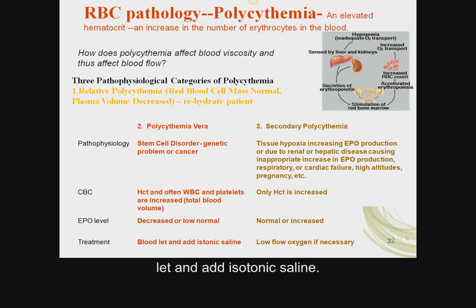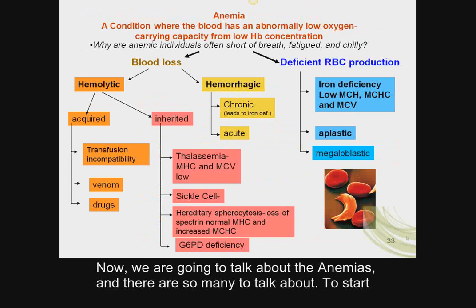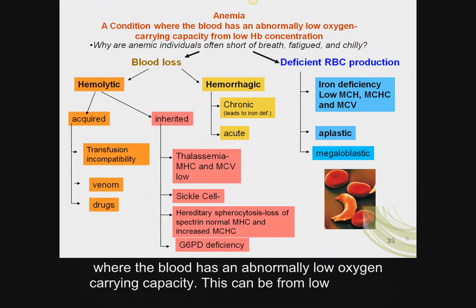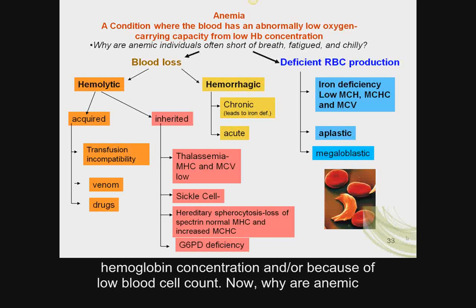Now I'm going to start to talk about the anemias, and there are many to talk about. To start out, we are going to focus on this true, strict definition of anemia. It is a condition where the blood has an abnormally low oxygen carrying capacity. This can be from low hemoglobin concentration and/or because of low blood cell count.